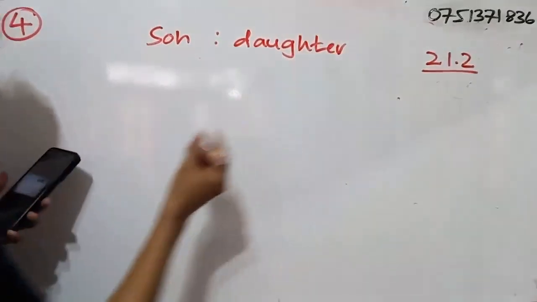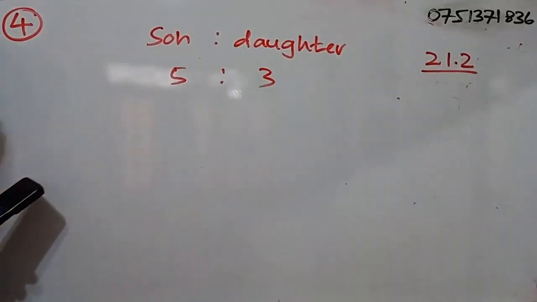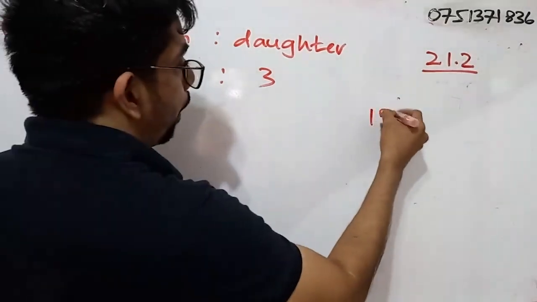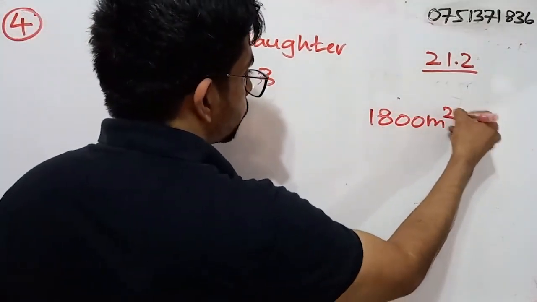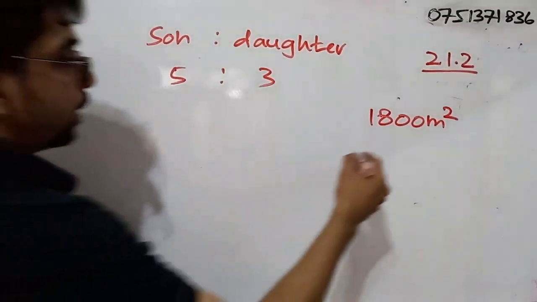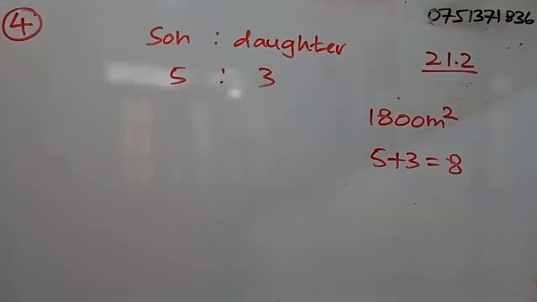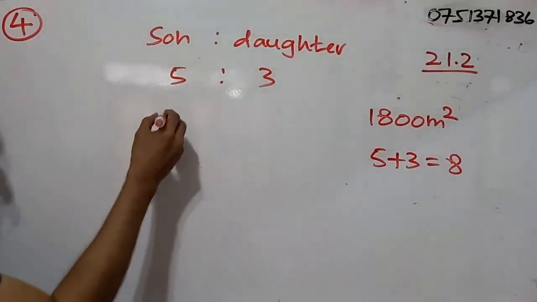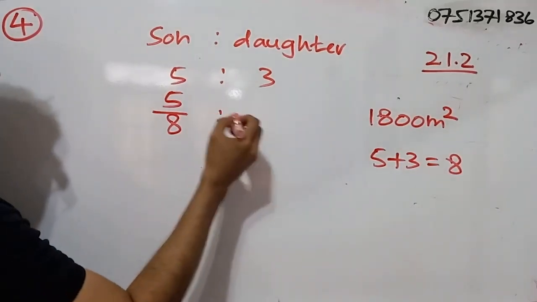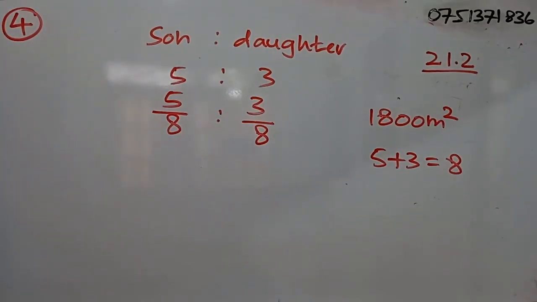Son and the daughter. So the ratio is what? 5 to 3. The ratio is 5 to 3. What is the total land amount? 1,800 square meters. Okay, so what is the total number of parts? 5 plus 3, that will be 8. Okay, so that means out of 8 equal parts, the son is receiving 5, and out of 8 equal parts, the daughter is receiving 3.